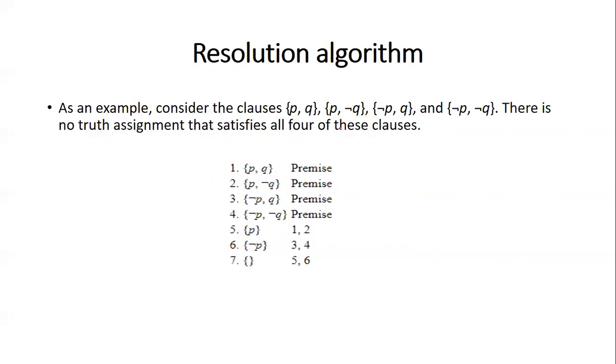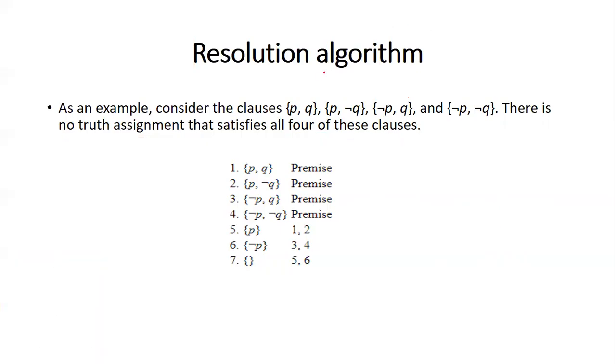Similarly, here is another example. Say these are our clauses: PQ, P not Q, not PQ, and not P not Q. We have to prove that there is no truth assignment that satisfies all four of these clauses. Whatever value you apply for P and Q, when you draw a truth table, you should never get 1 for all of these, PQ, P not Q, not PQ. That is not possible. That's what it says.